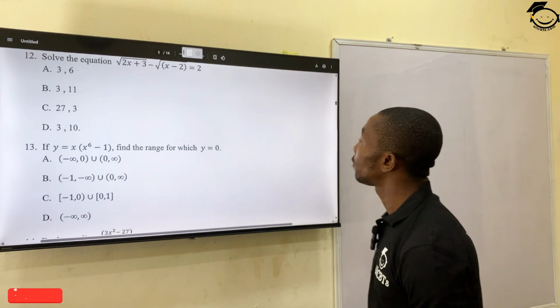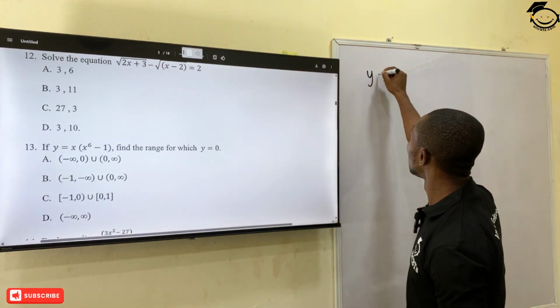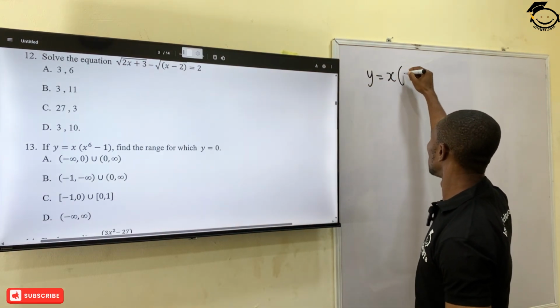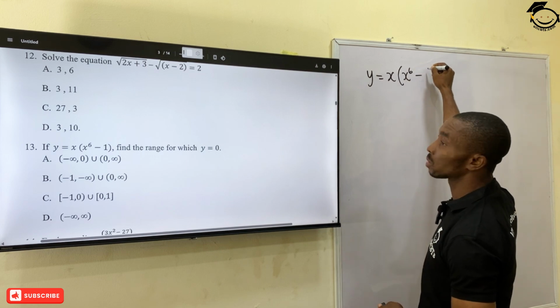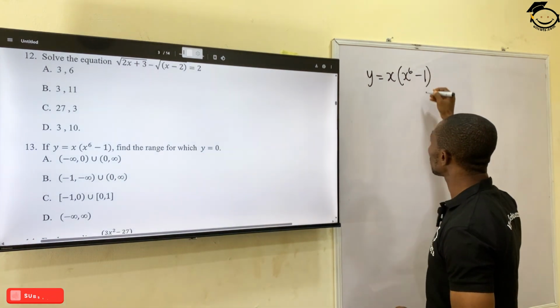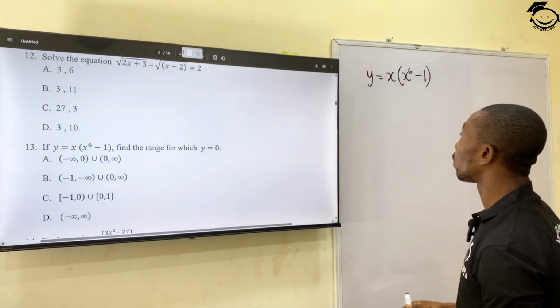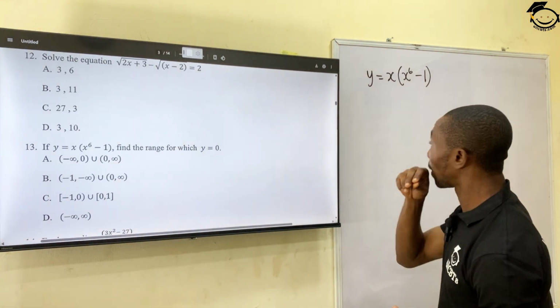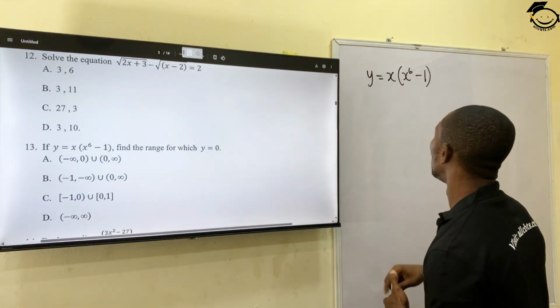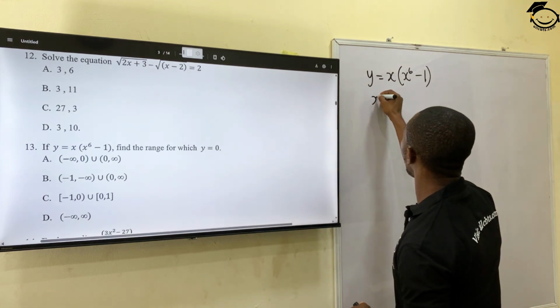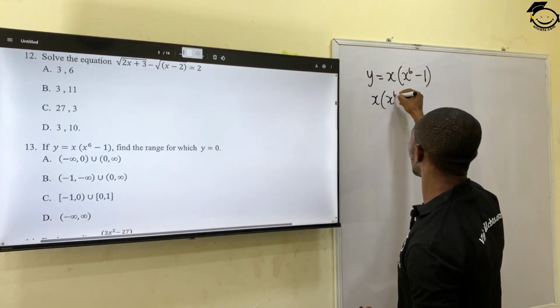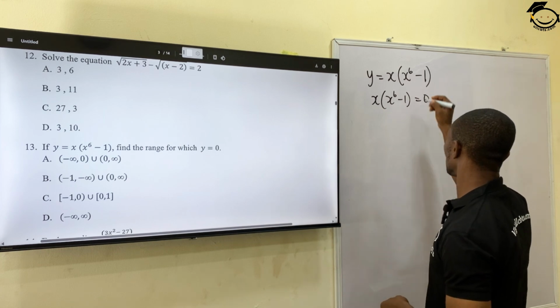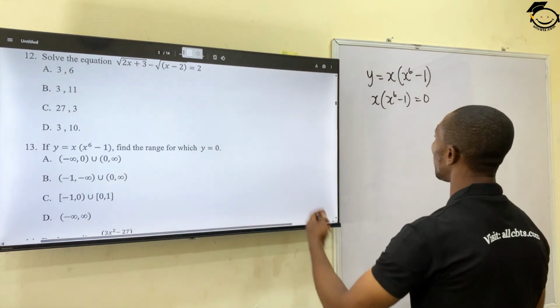If y equals x raised to the power 6 minus 1, find the range for which y equals 0. Okay, in solving this, we'll have x times x raised to the power 6 minus 1 equals 0, since they said our y equals 0.